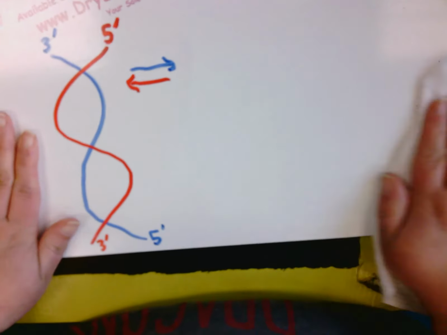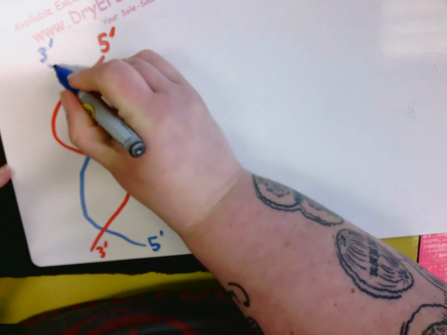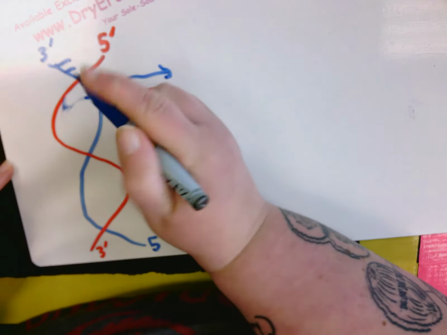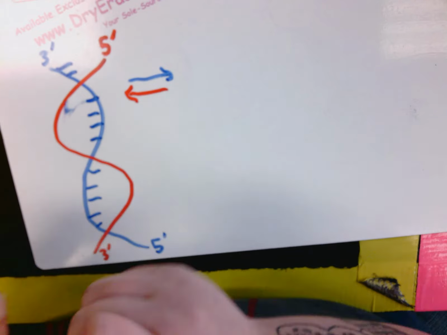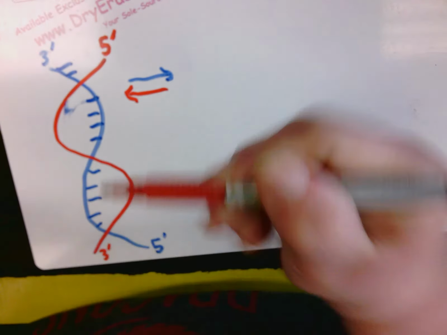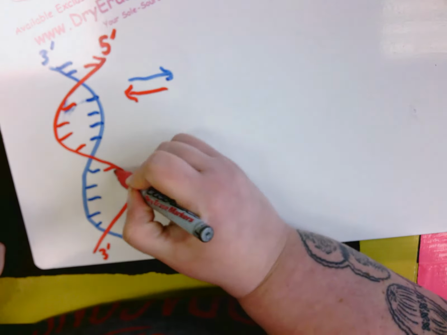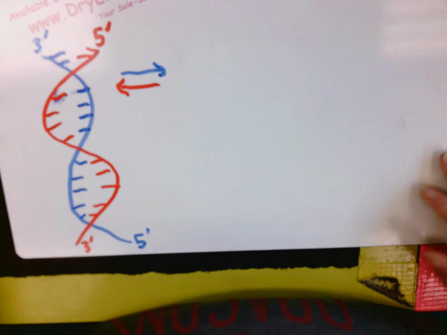I want to leave my DNA diagram up here for a second. I'm going to put a little more detail in it so that we can see what's going on. Oops, did you see my mistake? I put it on the wrong side. Okay. Then we've got nitrogenous bases sticking out here and on this side. There we go. All right.